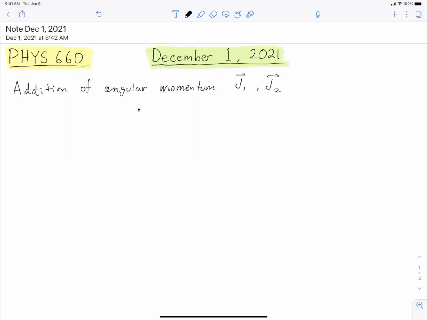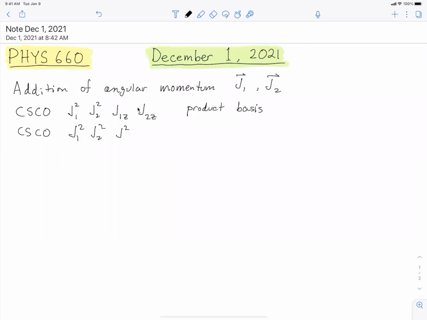And so the idea is we have two possible complete sets of commuting observables that are nice. Both of them include J1 squared and J2 squared, but one of them we use J1z and J2z. This is called the product basis. And the other one, we also use J1 squared, J2 squared, but we use the total J squared, and we use the total Jz component. And that's the total basis, really the total angular momentum basis.